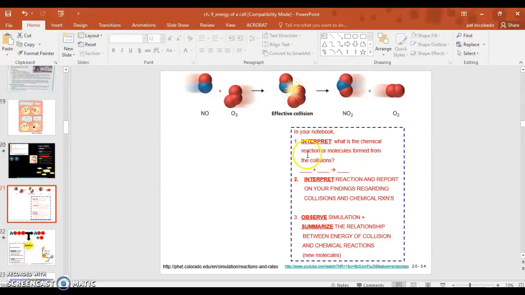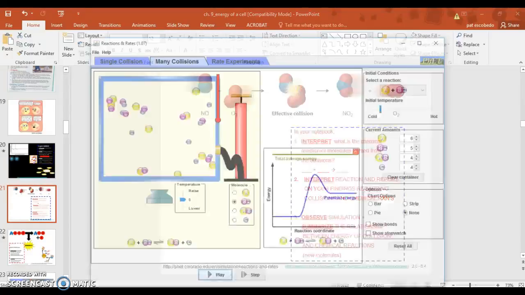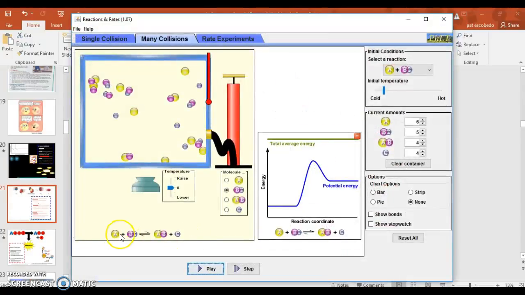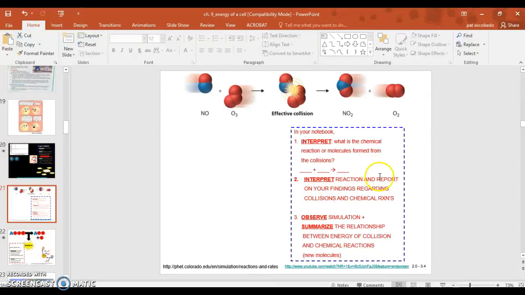So it says, interpret what is the chemical reaction or molecules formed from the collision. So this is the reaction, and what did we do? We made them collide. So if you can talk about collisions and how it resulted in this reaction here. Next question is, interpret the reaction. So what have you found about collisions and chemical reactions happening?